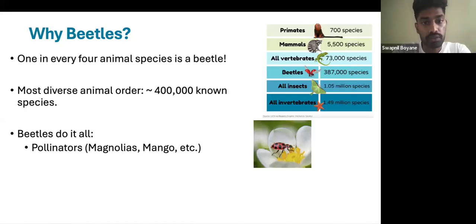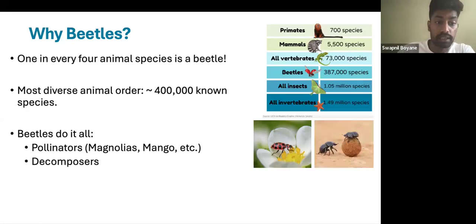And then again, why do we care about beetles? Beetles have ecological roles. One of the major roles is pollinators, so they pollinate magnolia and mango trees and so on. Next, they are decomposers. If you have seen a dung beetle, they decompose the dung and feed their pupal or larval stages on it. That's how they recycle dung, as they help decompose it.